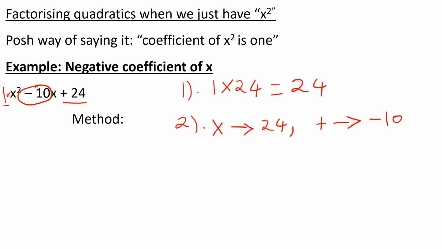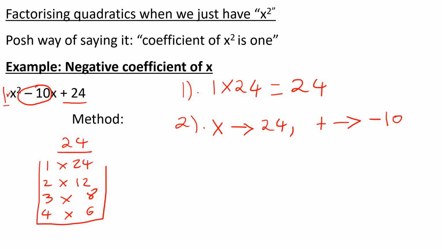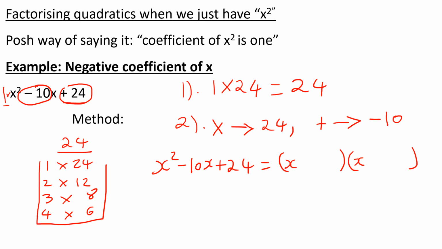So first of all, let's consider the factors of 24. We have 1 times 24, 2 times 12, 3 times 8, 4 times 6, and those are our factors of 24. Now, I know that I'm going to have two brackets. When I factorize, I'm going to have two brackets, an x and an x. I need a pair of numbers that will multiply to give plus 24 and add to give minus 10.